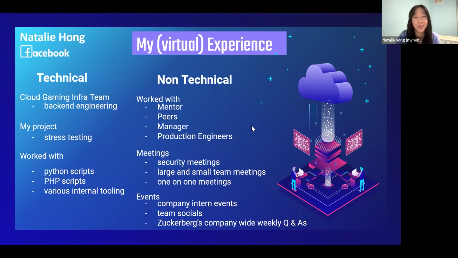There were a lot of company intern events. Most of them were to get to know the company. And then there was also a lot that was just for fun because they wanted to make the virtual experience fun for us. So they had like virtual magic shows and virtual escape room events, and it was really fun.